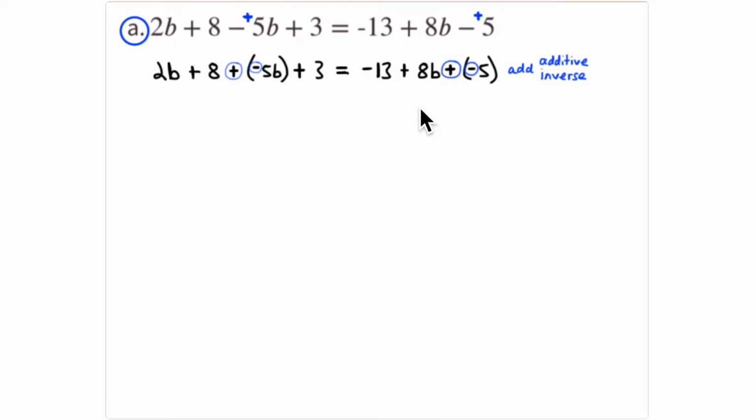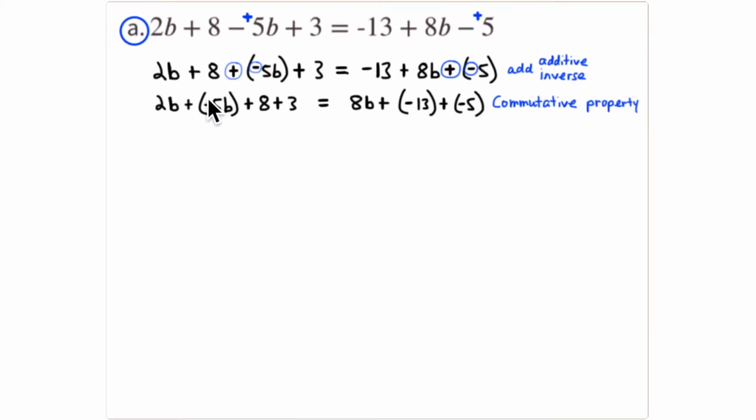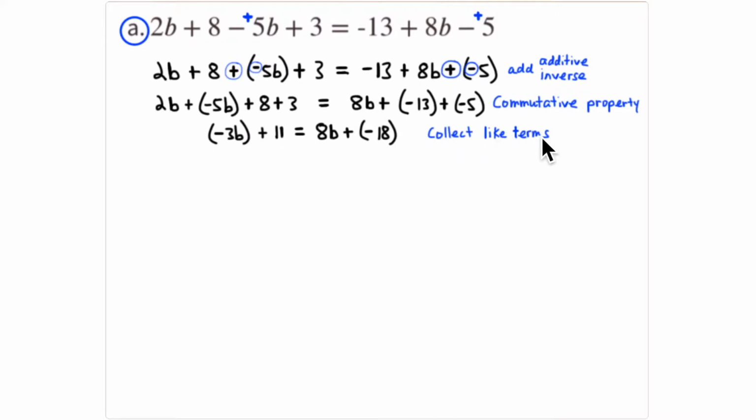the first thing I'm going to do is change all of the subtraction to addition. So I'm going to do that by adding the additive inverse. So subtract a positive 5b is the same as adding a negative 5b. Subtracting a positive 5 is the same as adding a negative 5. Doing that means that I can now use the commutative property to move things around and get things right next to each other. So it's easy for me to now collect terms that are the same, collect like terms.